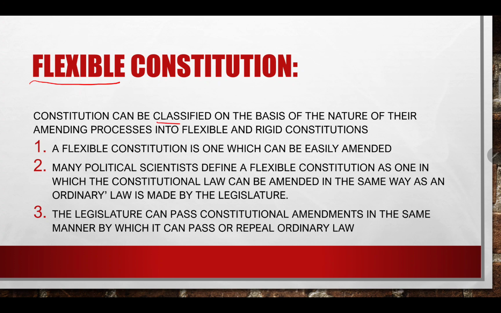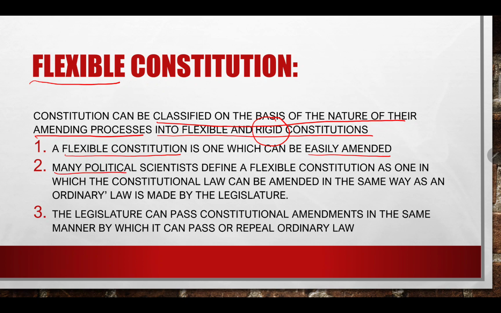Constitutions can be classified on the basis of the nature of their amending processes. I have already said that the procedures of amendment can be different in different countries, like 2/3 majority of votes or 3/4 majority of votes, into flexible and rigid constitution. I have already completed rigid, so today we will discuss flexible constitution. A flexible constitution is one which can be easily amended, whereas a rigid constitution cannot be amended easily.